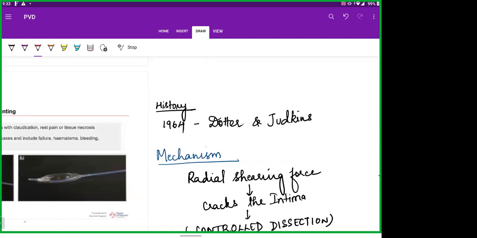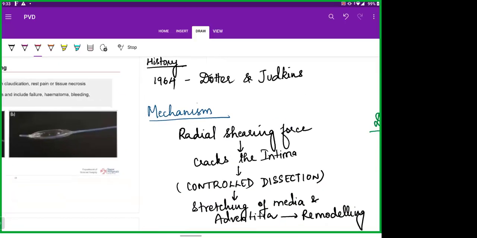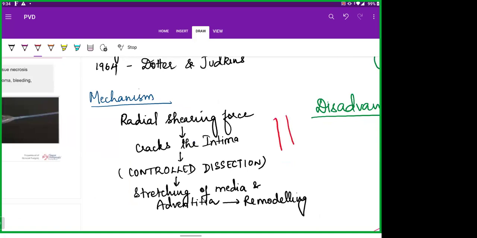So when we talk about angioplasty, it was first started in 1964 by Dotter and Judkins. What they did initially was introduce an inelastic balloon which can dilate the particular blood vessel to a predetermined diameter and cause the vessel to dilate. Once you introduce the balloon, it will cause a shearing force. Suppose you have the plaque here, and the balloon will cause a shearing force. It will crack the intima from the media, and it will cause stretching of the intima and adventitia.